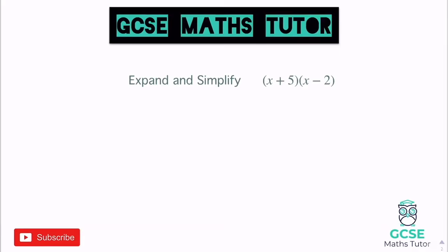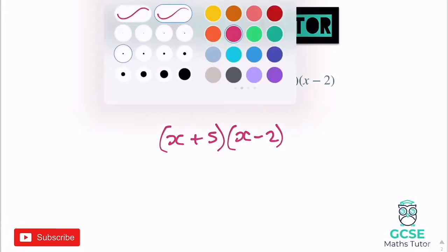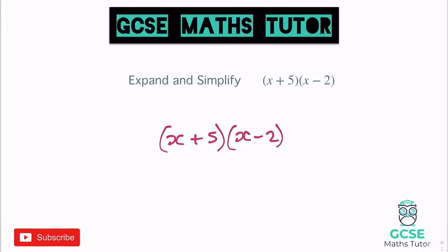Okay, so expand and simplify this one. So we've got a negative in the second bracket. So I'm just going to rewrite this. We just need to make sure we're careful with that. So x plus 5 and x minus 2. Now following the same process, I'm going to do the x times the x. I always do those first, get that x squared piece at the start. So we get x squared.